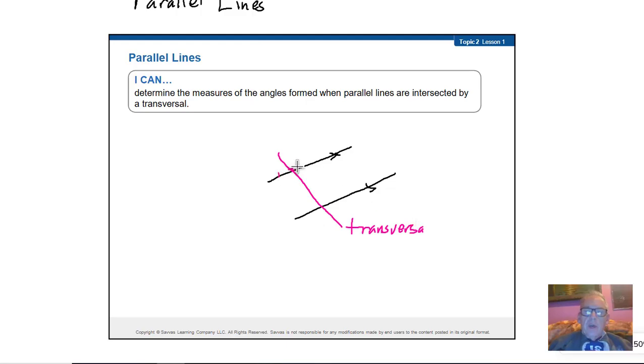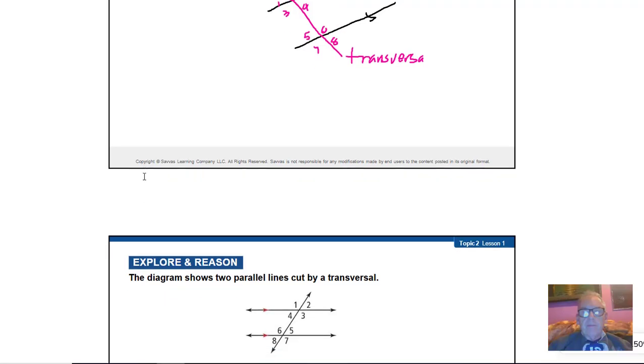And we're going to see that there's something special about the relationships of different pairs of the angles that are formed when two parallel lines are cut by a transversal. So we have theorems that go with that. Let's move on.